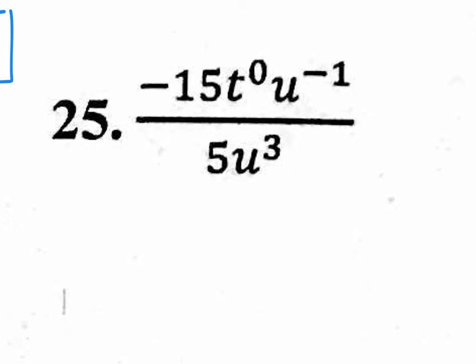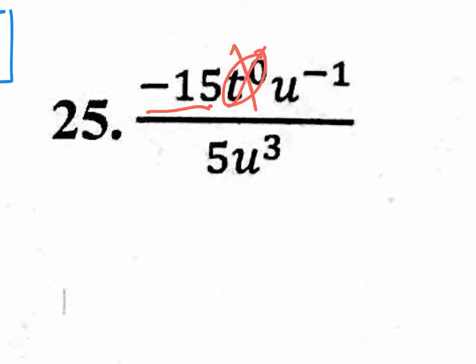All right, so anything to the 0 power is equal to 1. So let's just cancel out the t. T to the 0, that's really 1. So if you go negative 15 times 1, it's still going to be negative 15. So that's why we could just scratch it out. It's gone. It's not there anymore.